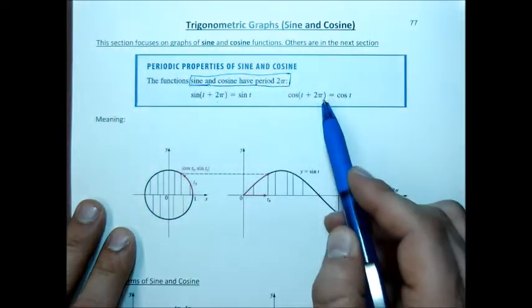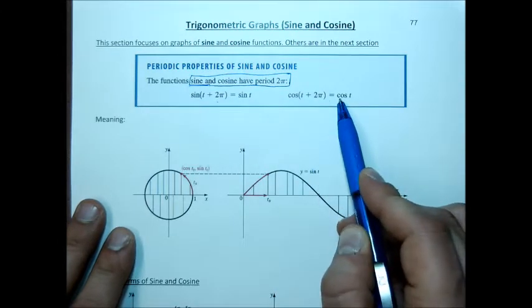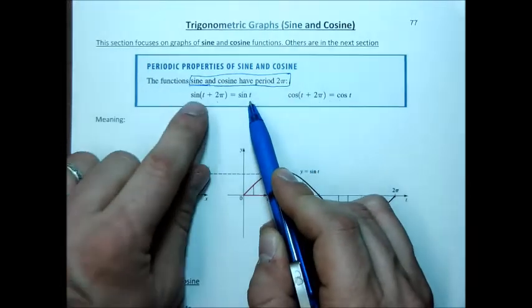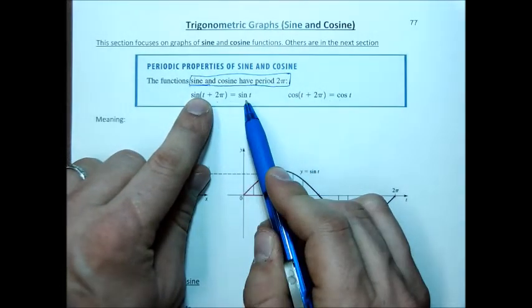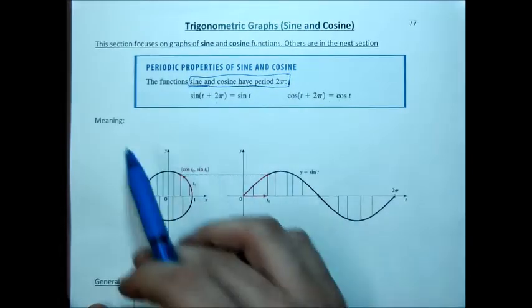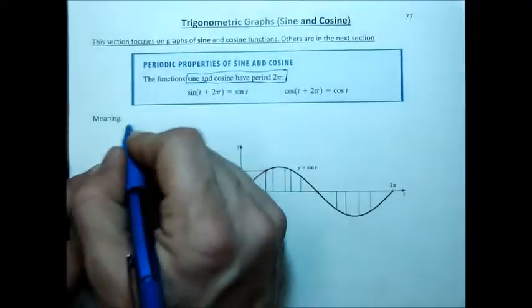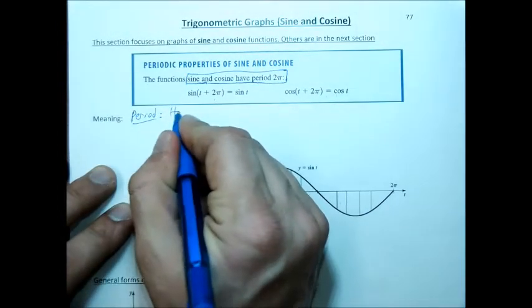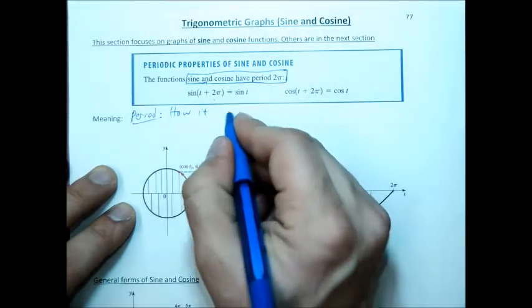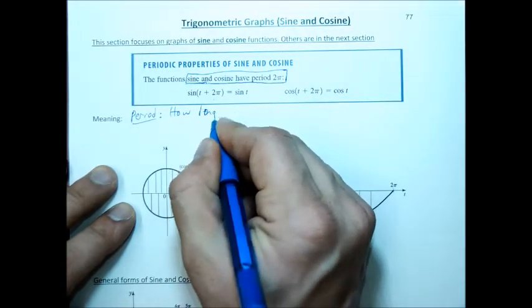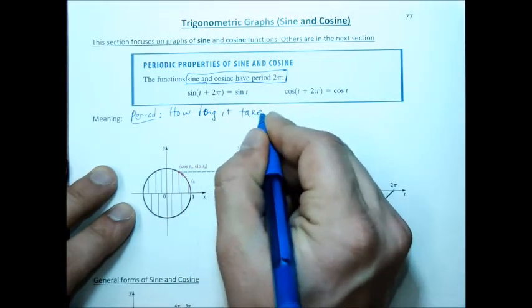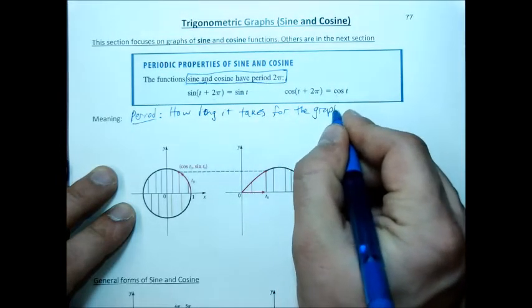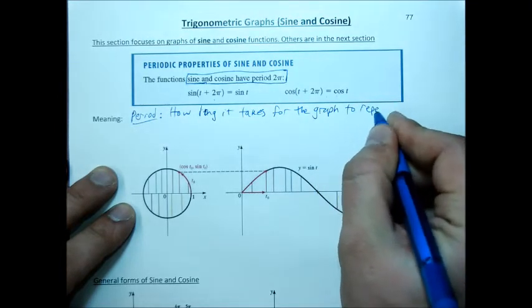And just looking at these equations, what that means is that the graphs start to repeat themselves after 2 pi units, which is why the value at t is the same as the value at t plus 2 pi. All right, so let me write that down here and then say it one more time. So the period, the definition of a period, is how long it takes for the graph to repeat itself.